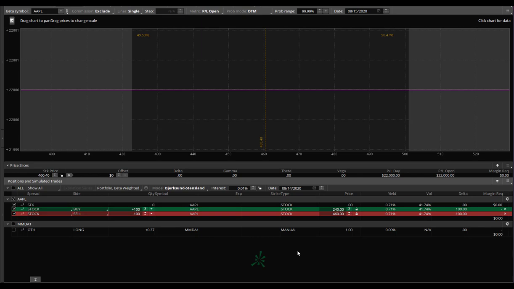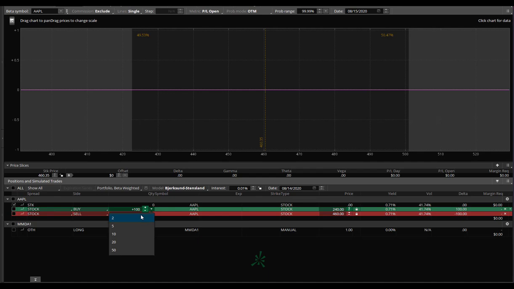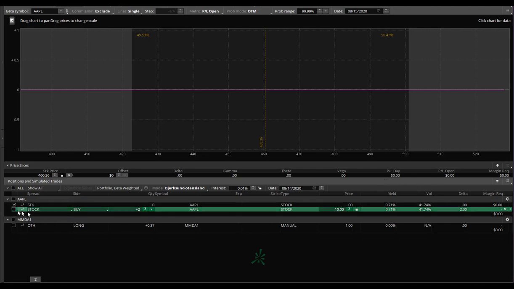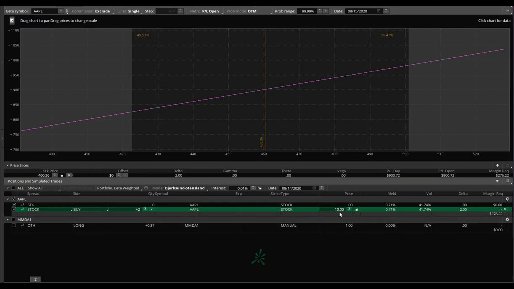So imagine that instead of doing this, you bought only 2 shares of Apple, but you bought it back when it was $10. Okay, if that were to happen, and it's still open, you didn't get out. So you click on that, so look, you'd be up $900. If you bought 2 shares of Apple back at $10, it would be up $900.72.